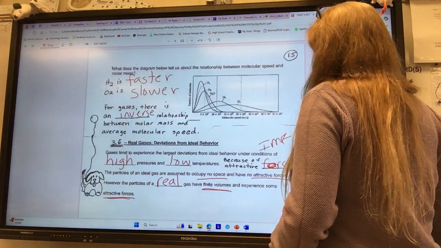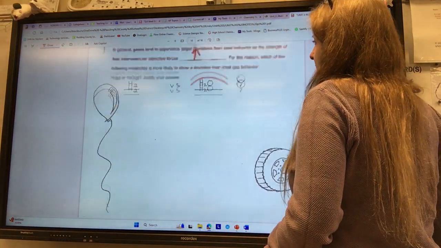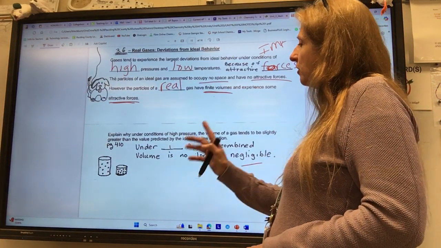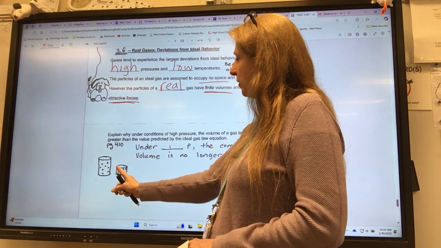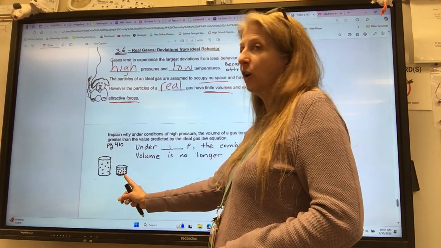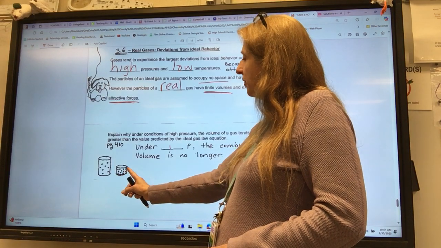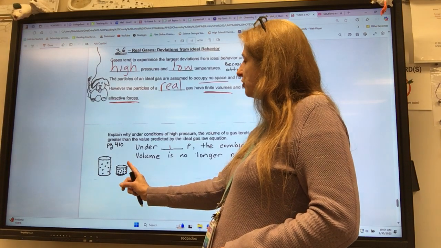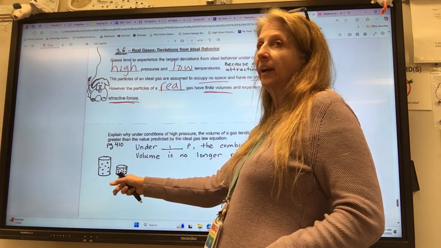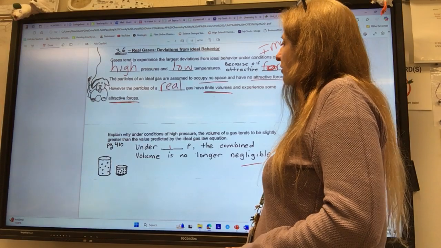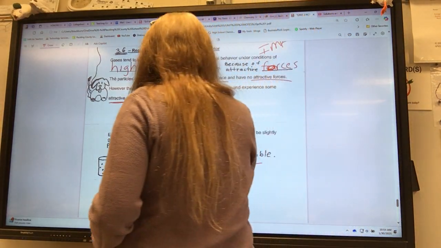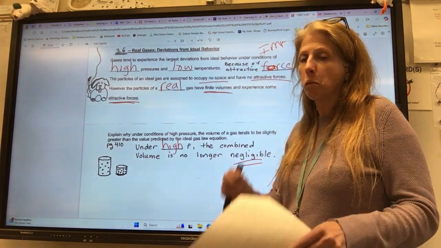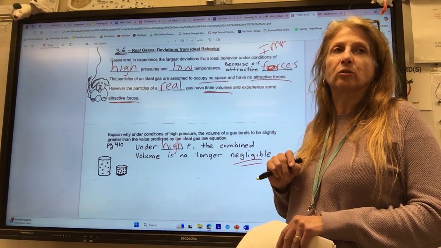Now, why are pressure and volume the things that are going to make it deviate? So look at this. Here I have a gas at one volume, and I have it squished down to a little volume. Notice how now the gas molecules are taking up a lot more of the space. They're getting shoved together, and they can start interacting. Does that make sense to you? So under high pressure, the combined volume is no longer negligible. Okay, good there? Can I scroll?